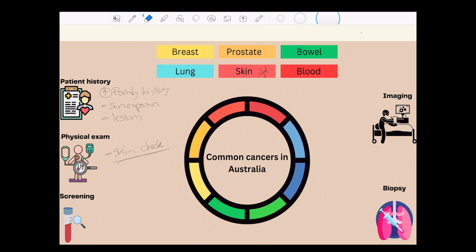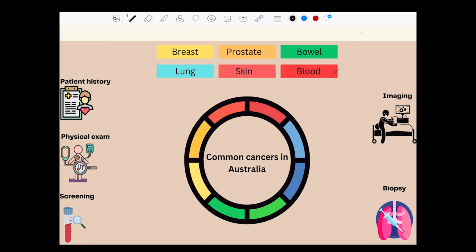Screening, there isn't really any screening, so any questionable lesions, I'll put skin check, any questionable lesions would generally go straight to biopsying, and that would be an excision-based biopsy. Could be the whole lesion excised or part of the lesion, and that would indicate the type of cancer. And then regional lymph nodes, like we saw in breast cancer, can be taken to see if the cancer has spread.